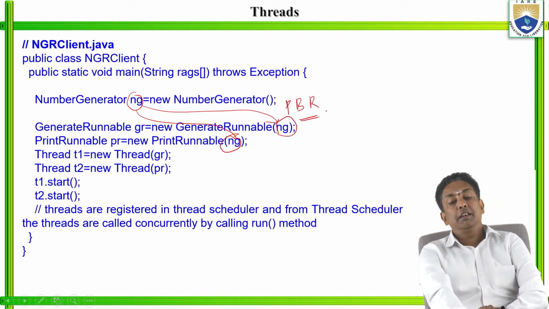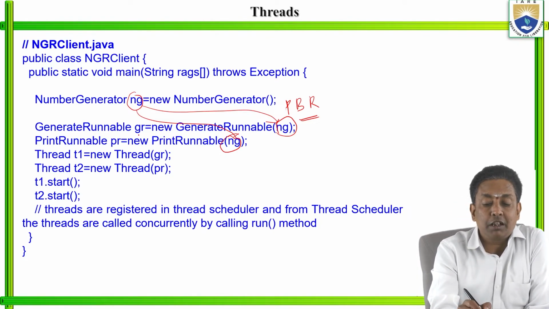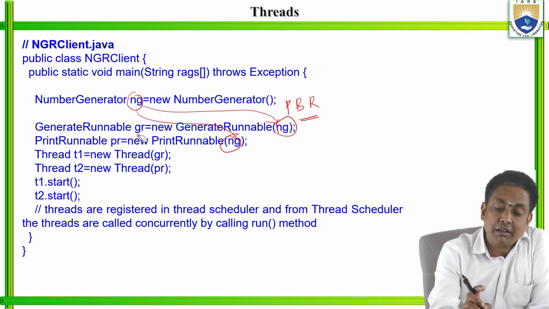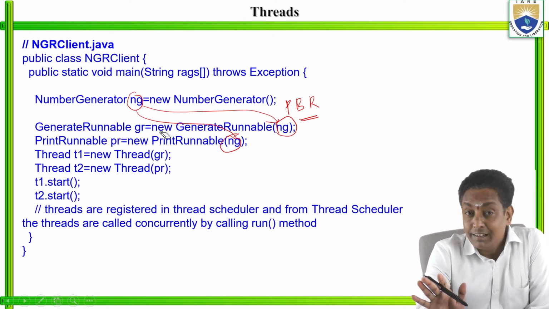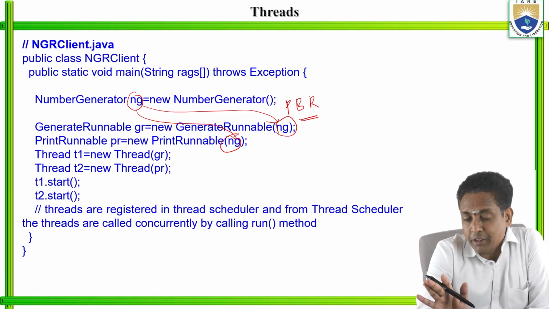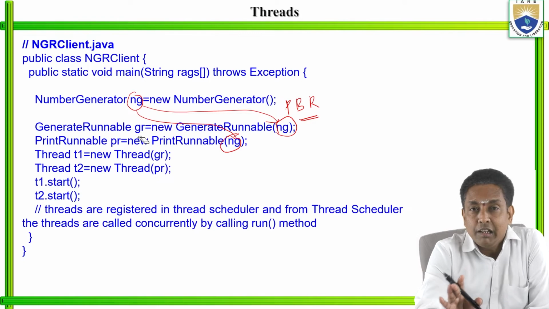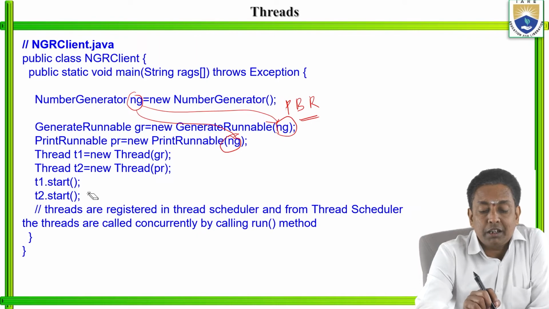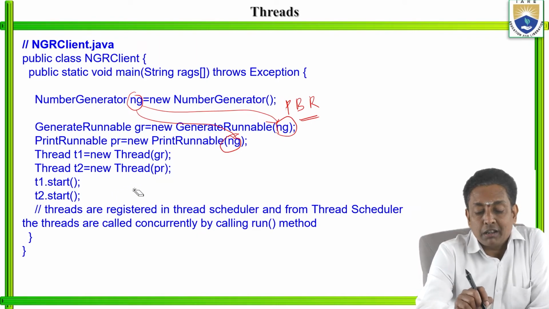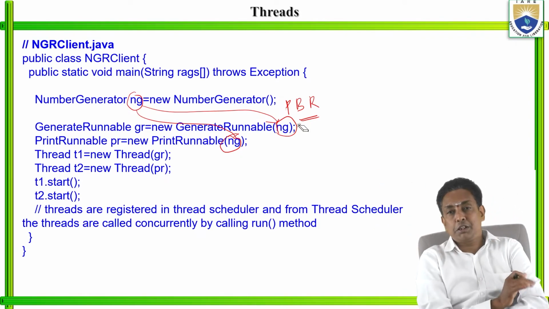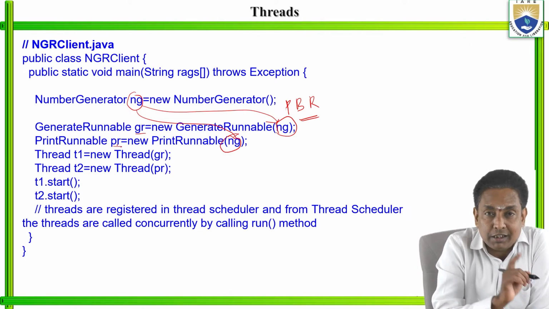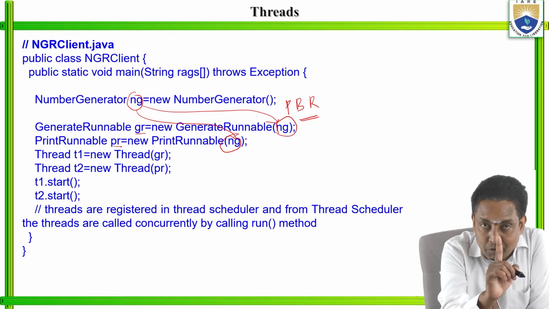So after passing the number generator object into GenerateRunnable and PrintRunnable, remember these two are Runnable interface subclasses. They are not extended from Thread. If they extended the Thread class, then the start method exists in the Thread class. We can directly call numberGenerateThread.start, printThread.start. The start method can be called directly. Then these threads will be registered in the thread scheduler. From there, the run methods will execute. But because these two classes implement the Runnable interface, and in the Runnable interface only one method exists, that is public void run.